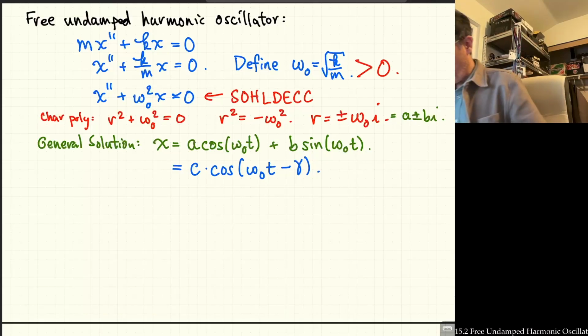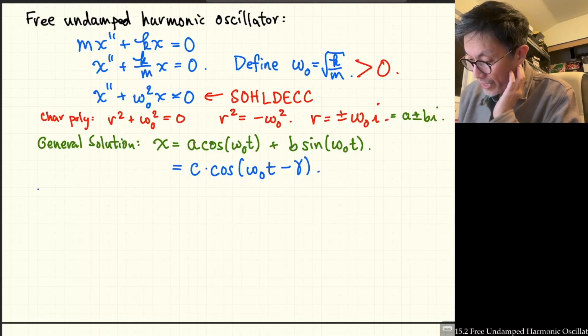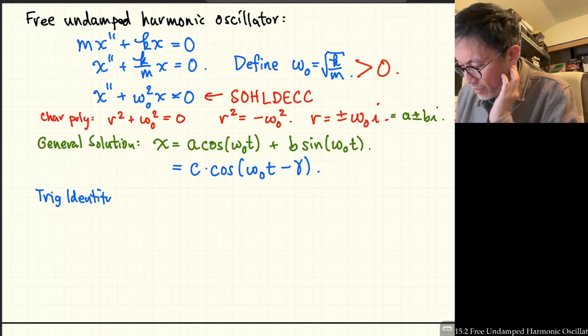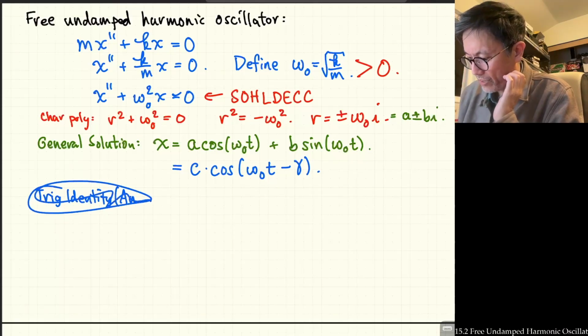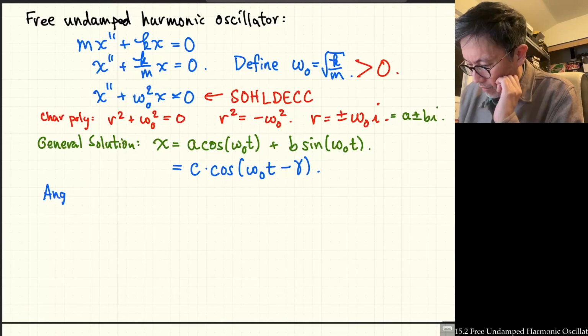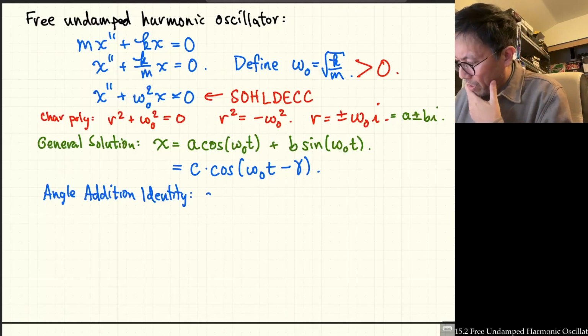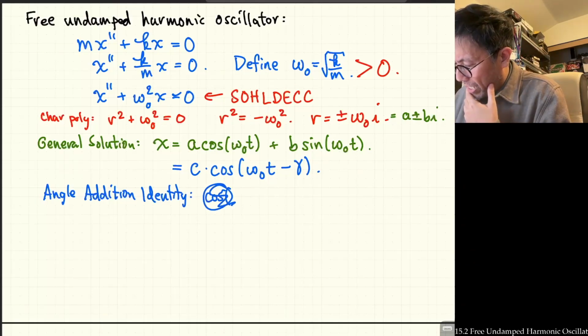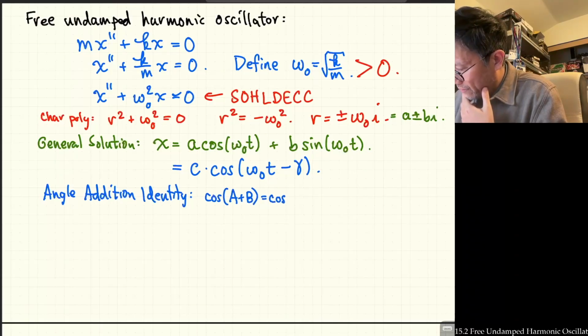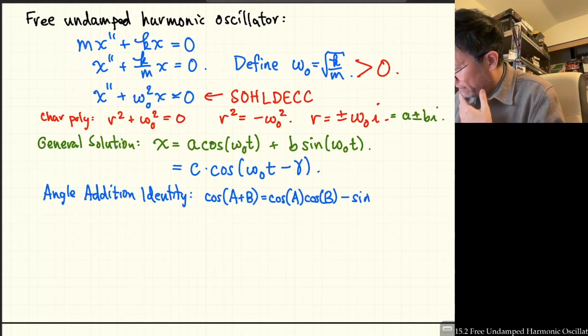Okay. So how do we proceed? We're going to use a trig identity, of course, called the angle addition identity, which says that cosine of A plus B is equal to cosine of A times cosine of B minus sine of A sine of B.